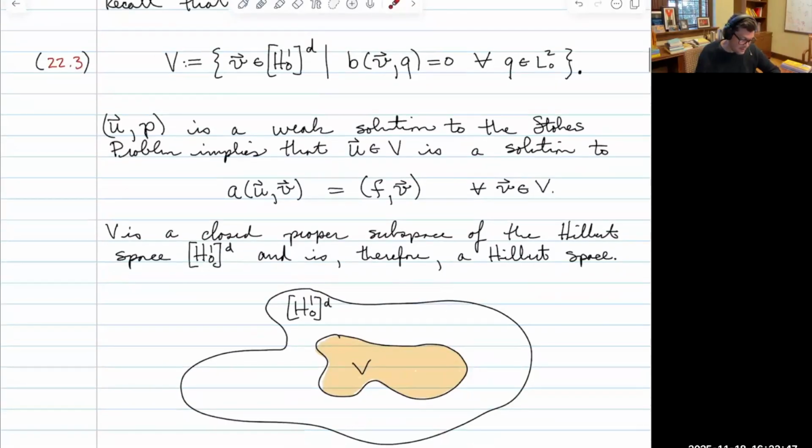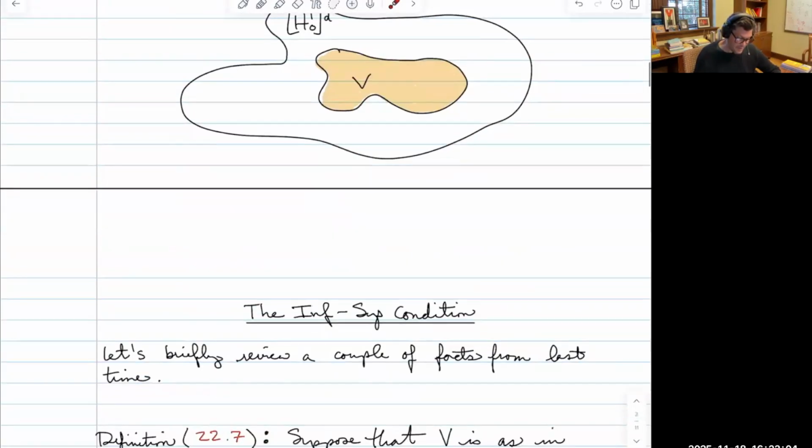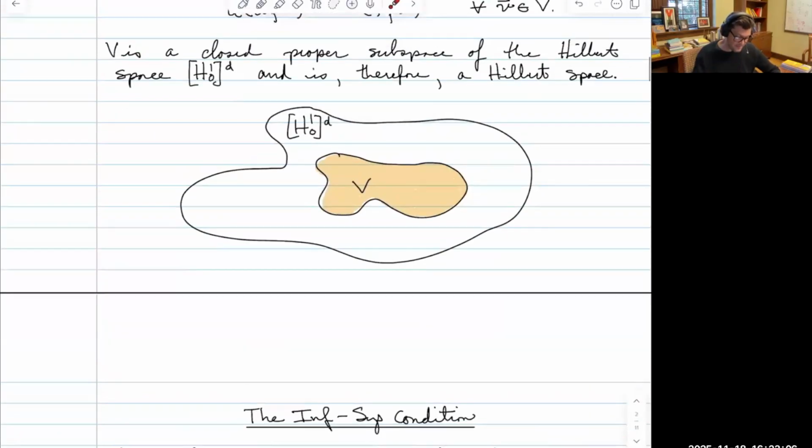Well, this says if U is a weak solution to the Stokes problem, then it must also solve this problem, but we know that this problem has a unique solution, at least for U. This is going to tell us how to transform the problem in order to find P, which is what we're going to do next. But we're going to get onto that momentarily.